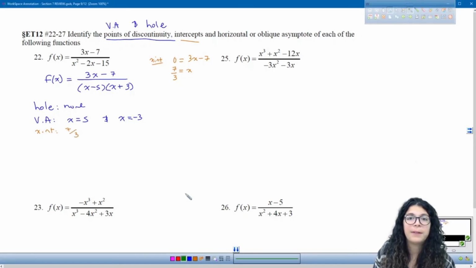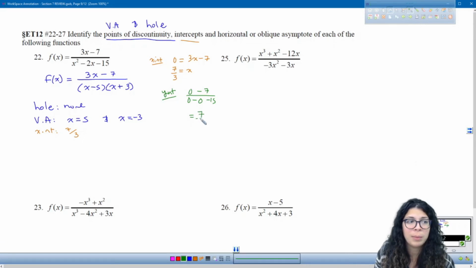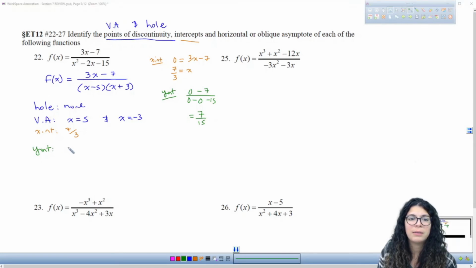Next up, let's find the y-intercept. For the y-intercept, I'm going to set x to be 0. When we zero out all of these terms, 3 times 0 is 0, minus 7, and in the denominator, 0 squared minus 2 times 0 is 0, minus 15. So it's really just the constants divided by each other. Negative 7 divided by negative 15 is positive 7 over 15. So the y-intercept is 7 over 15.